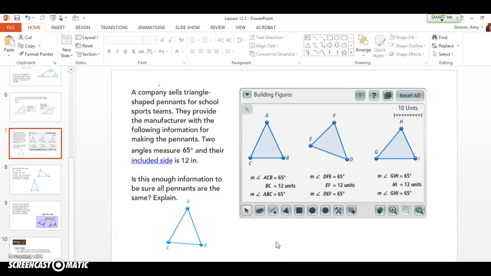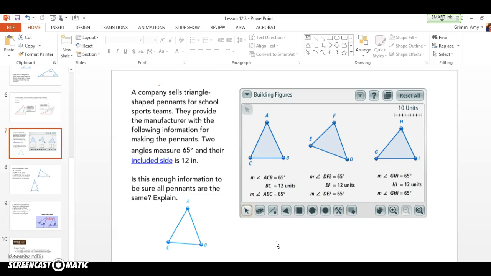Second one. This one says, a company sells triangle-shaped pennants. Do you guys know what a pennant is? Like a Royals pennant, like I think Miss Fadre has. It's like a triangle banner, like a sign you put on the wall. Oh, yeah. That's a pennant. For a school sports team, they provide the manufacturer with the following information for making the pennants. Two angles measure 65, and their included side is 12. Is this enough information to be sure all pennants are the same?